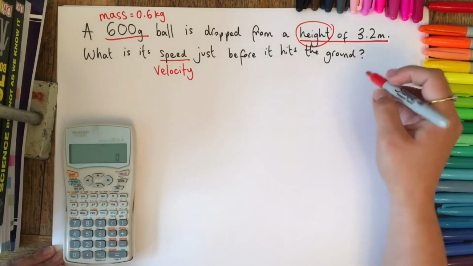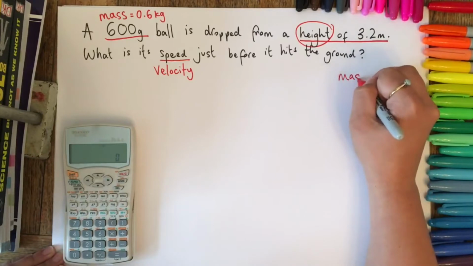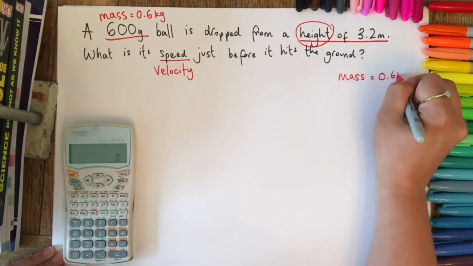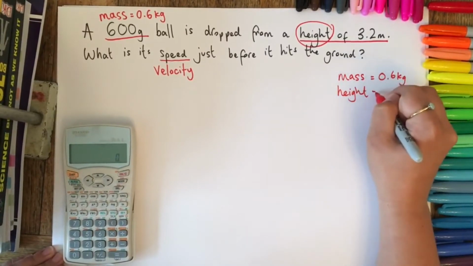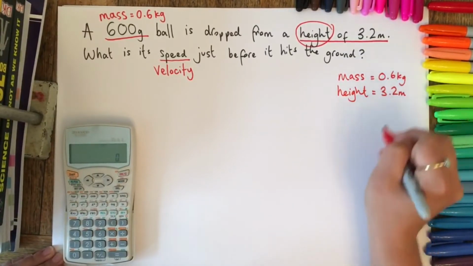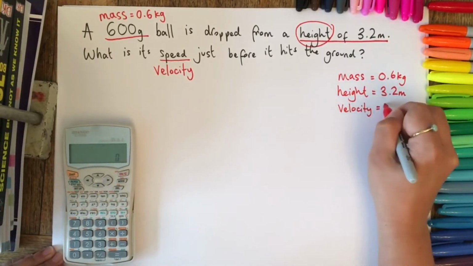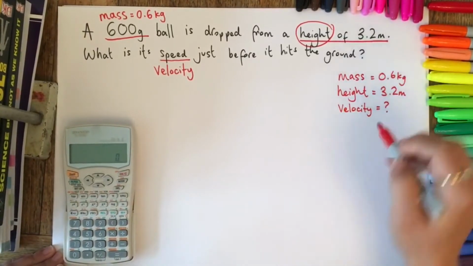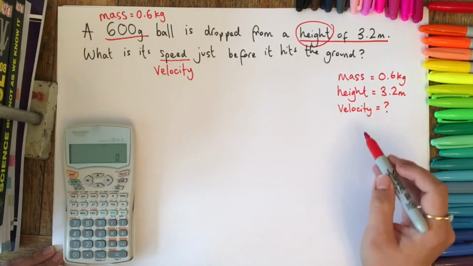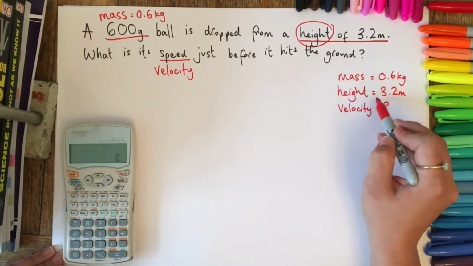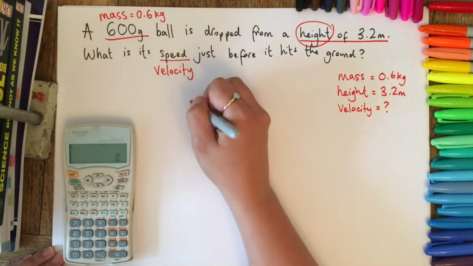But first of all, we're going to write down what we've got, because that's really good practice for calculation technique. We've got a mass of 0.6 kilograms, and we've got a height of 3.2 meters. And then it's asked me for a speed or for a velocity, so I'm just going to write velocity equals question mark. That keeps us a bit focused about what we need to do. If you think about the equations that you've used, there is one equation that links mass and height, and that is the equation for gravitational potential energy.